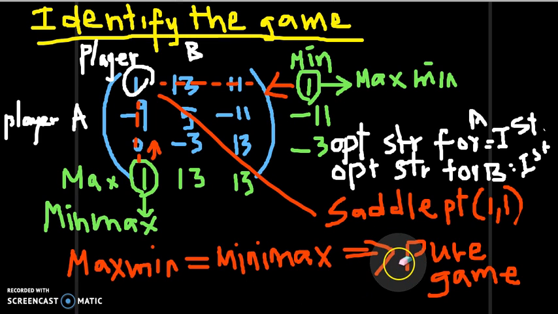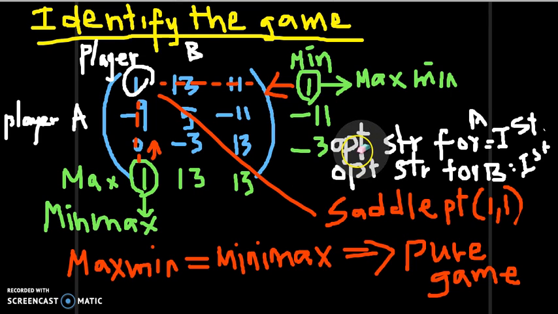So when a pure game occurs, player A will take only one strategy and player B will also take only one strategy. They may be taking different strategies, but in the pure game, both of them will take only one strategy. In this particular case, the first strategy A has to take, because the maximin comes in that strategy only. Similarly, player B has to take the first strategy, because the minimax comes in the first strategy only.